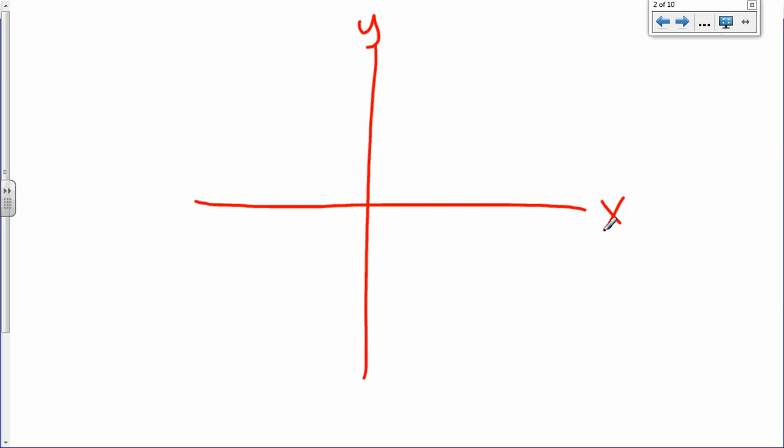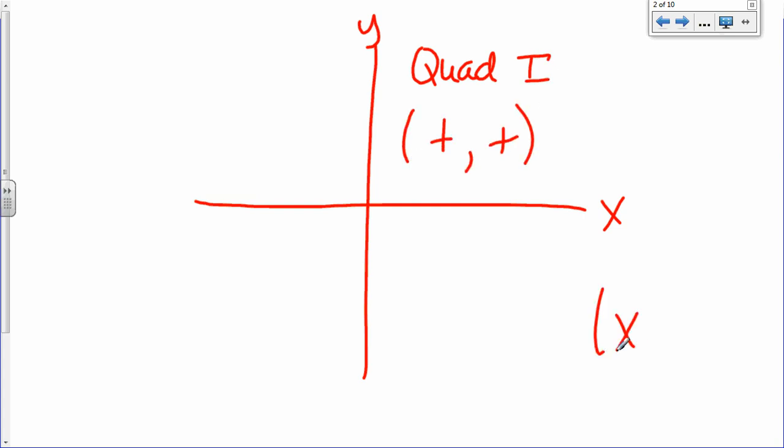If I'm trying to plot points, which you're going to have to do for this, you've got to remember, I've got to go left or right first, then up and down. Think of it as, I got to get to my stairs before I can climb my stairs. So this, if you remember, is called quadrant 1. And that is where everything is positive. So you have ordered pairs in the form of x, y. And in quadrant 1, everything is positive. You have a positive x and a positive y.